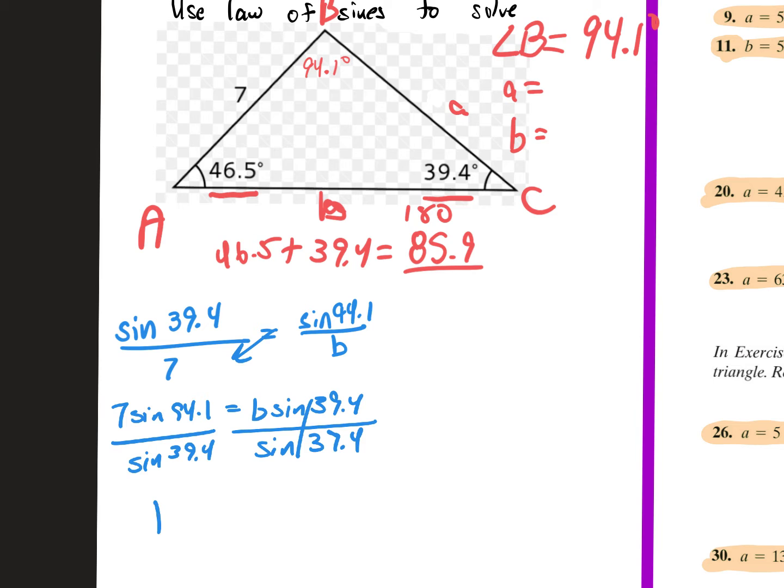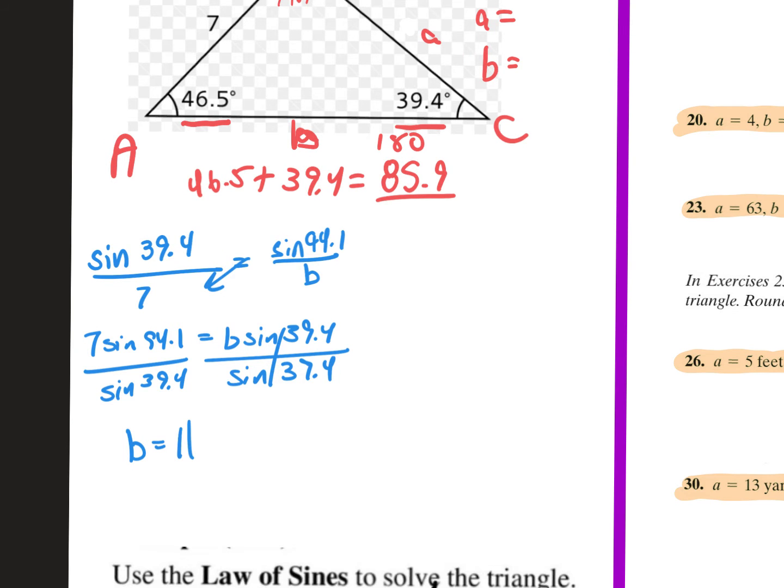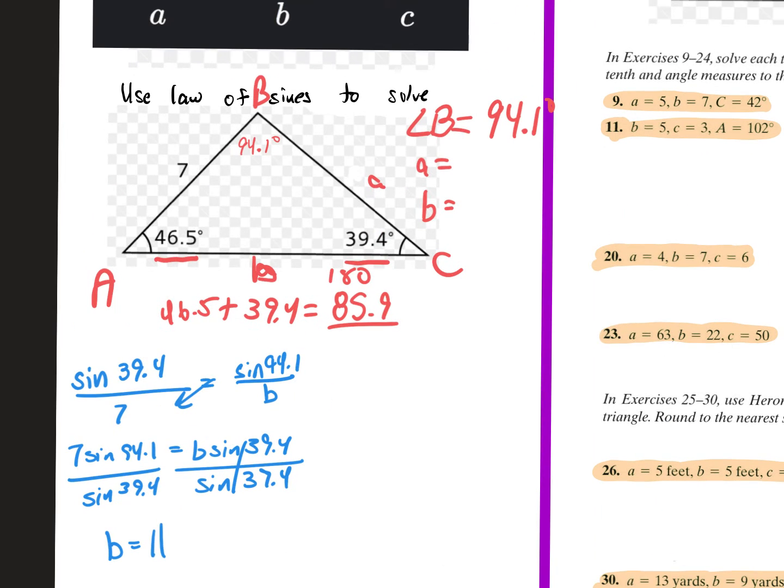39.4. And B equals about how much? So B is about 11 units, whatever they are telling you in your problem. Here they don't give us any, so we can just say 11. Now we can do the exact same thing. I'm going to use the same proportion.